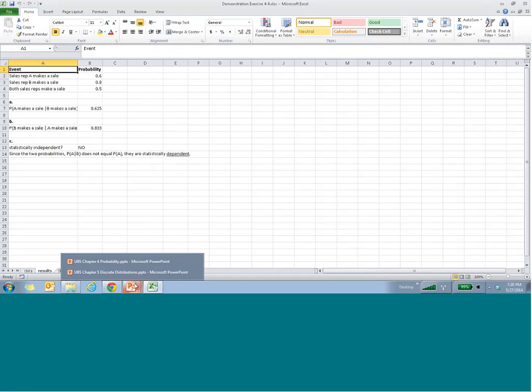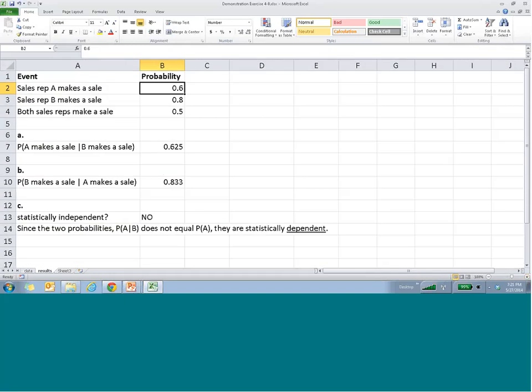Two of the lead sales reps are making important sales calls this week. Rep A has a 60% probability of making sales. Oh, I forgot to zoom again. Sorry, guys. There. Can you read that? Mm-hmm. Okay, so Rep B has a probability of making 80% sales. And the probability that both make sales is only 50%. So, what's the probability that A makes a sale given that B makes a sale? Okay, how do we do that calculation?